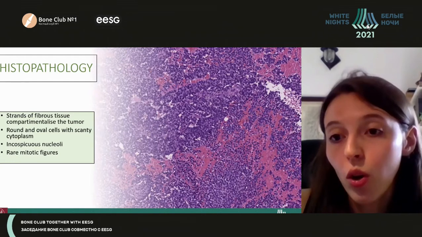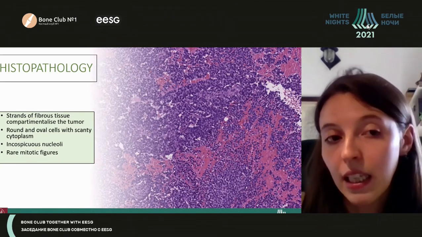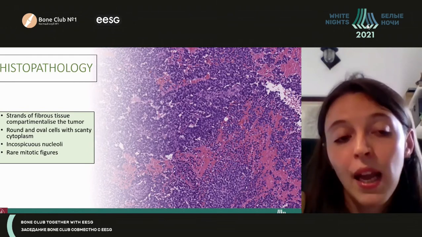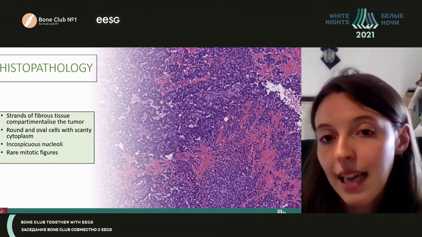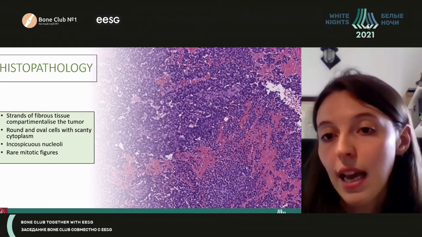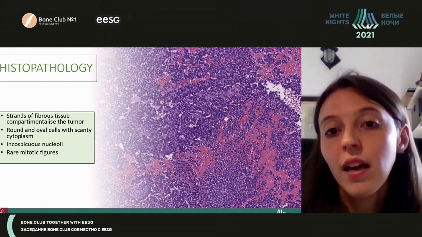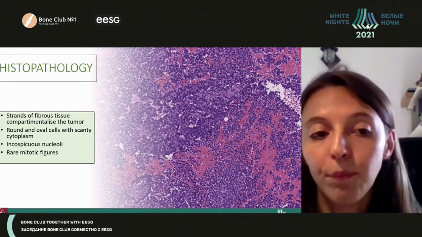I have already talked about the histological features of classic Ewing sarcoma. What I want to add is that, of course, these cells can be arranged in cords and trabeculae, but they can also have rosettes.